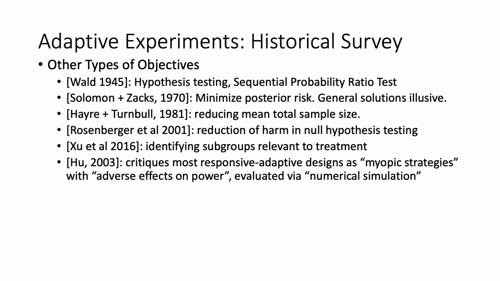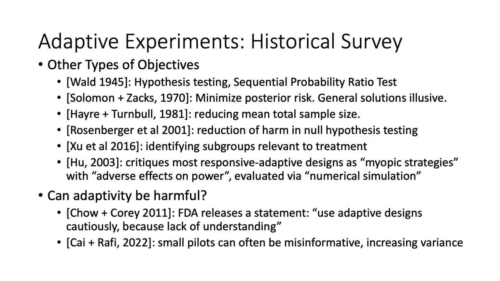Okay, but then people critique most of these response adaptive designs, particularly those developed in the 70s to 90s, as being myopic and having adverse effects on power, and they're evaluated primarily through numerical simulation rather than through a well-developed theory. Okay, so one question is, can adaptivity be harmful? Can it actually lead us astray? And some people think the answer is yes. So around 2011, the FDA releases a statement which essentially says, use adaptive designs sparingly or cautiously because we don't know how well they interact with certain inferential procedures.